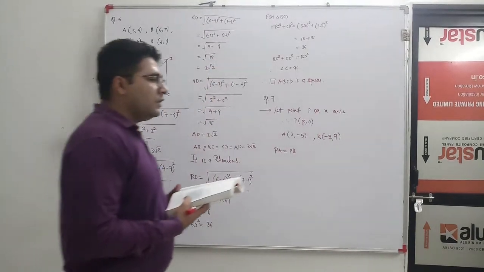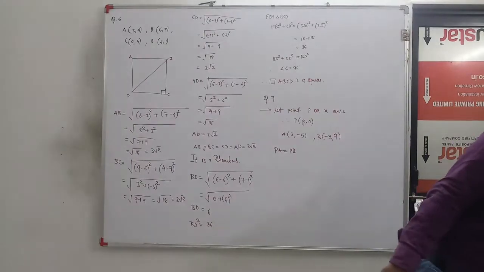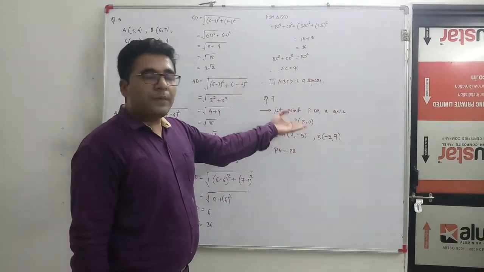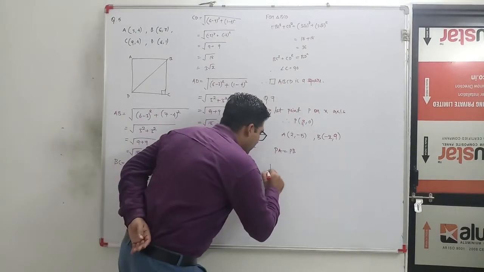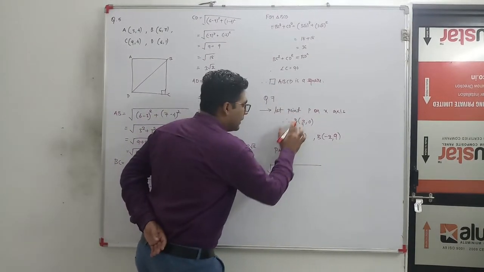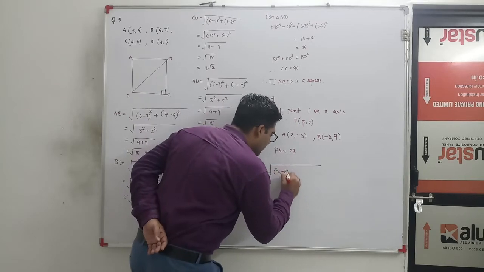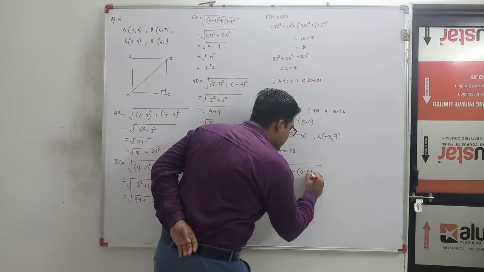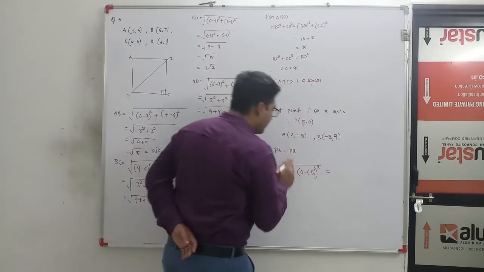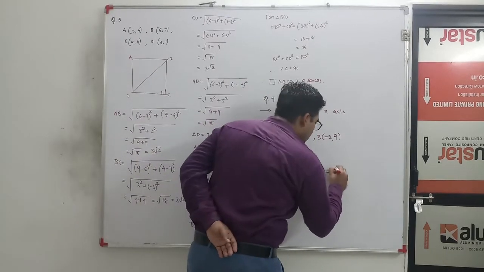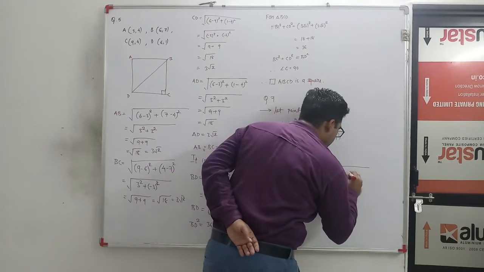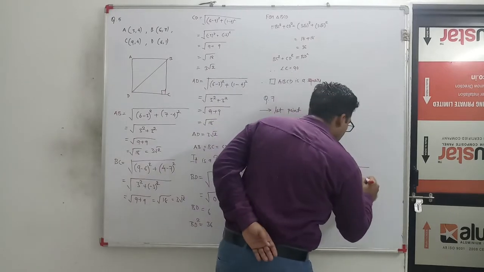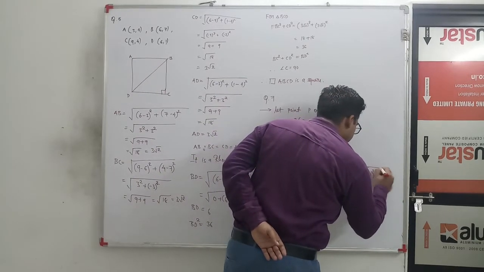So here I am using the distance formula on both sides and I will find the value of x. If I find the value of x, I get the point. So here I am writing like this. PA means square root of (x minus 2) whole square plus (0 minus of minus 5) whole square is equal to PB, square root of (x minus minus 2, so x plus 2) whole square plus (0 minus 9) whole square.